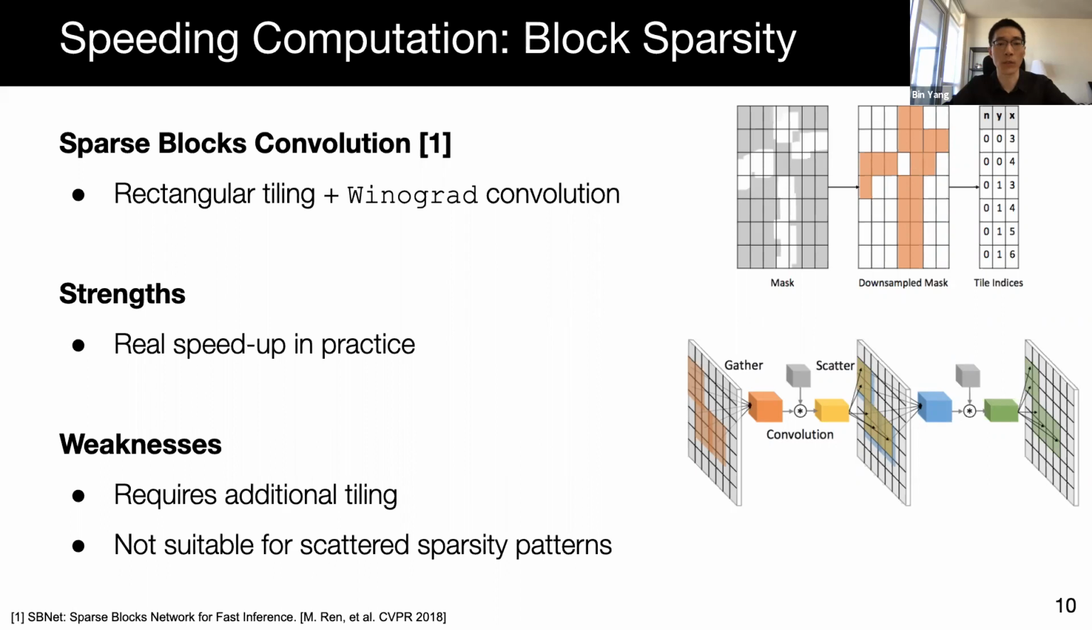The weakness of the approach is the introduction of a tiling step, which is unsuitable for very scattered sparsity patterns. However, in the case of self-driving, where we care more about on-road perception, the drivable region can serve as a sparsity mask, and it can be well approximated by blocks.